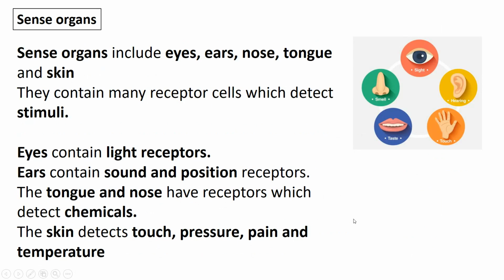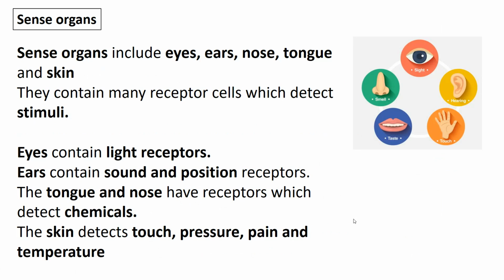If we think about our main ways of sensing the world around us, we have got sense organs, and these include many receptor cells which can detect all the different stimuli. Now, you'll be familiar with these from primary school, where you learnt about the sense of smell and the sense of sight. But your sense organs, which detect all of those things, are the eyes, ears, nose, tongue, and skin.